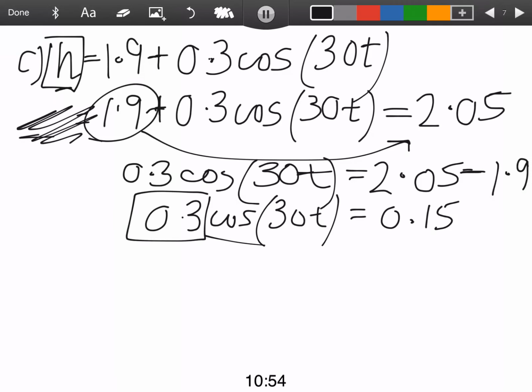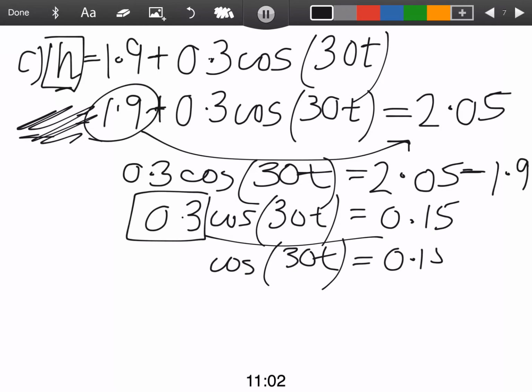0.3, that's what goes across to the right hand side. So we're going to be left with cos 30t is equal to, the 0.15 is there first of all. What's the 0.3 doing? It's stuck to the cos. It doesn't say add cos. It's not getting added on. It's a multiplication, 0.3 times cos. When I move it across, it becomes a division. Okay? And remember what we do now.